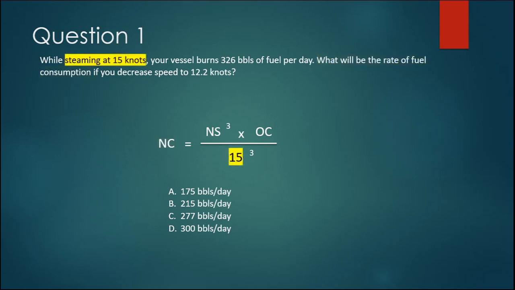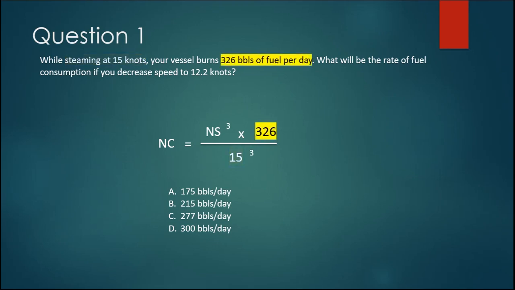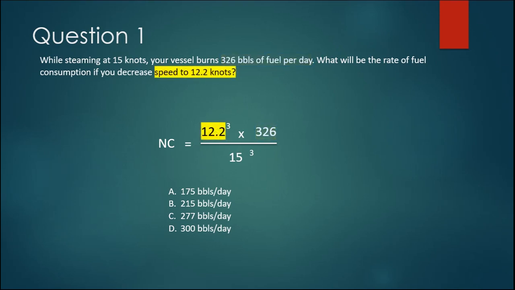While steaming at 15 knots, that looks like an old speed to me, so let's plug that into the old speed. Your vessel burns 326 barrels of fuel per day. Looks like an old consumption, so let's plug that into old consumption. And the problem tells us we're going to decrease our speed to 12.2 knots and wants to know the rate of consumption. So let's put the 12.2 in the new speed and then key everything into the calculator.